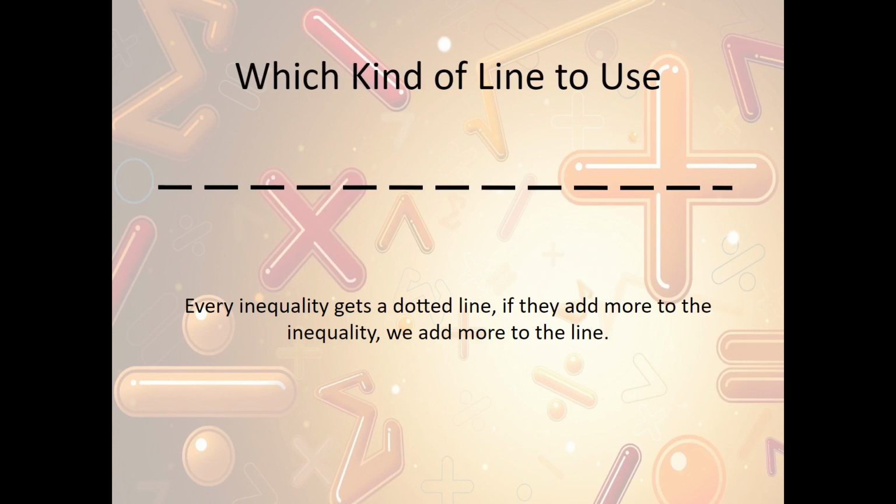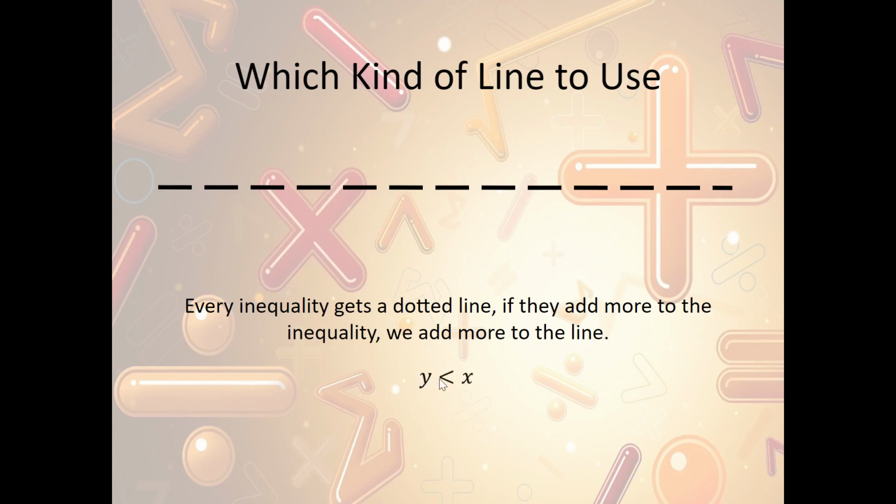Similar to before where we talked about the open circle versus closed circle, same thing here. Every inequality gets a dotted line or an open line. Notice there it's open because there's little spaces in between. So every inequality gets an open line or a dotted line. If they add more to the inequality, we do too. Meaning if they add the bar underneath, then we're going to add to it and make it a solid line.